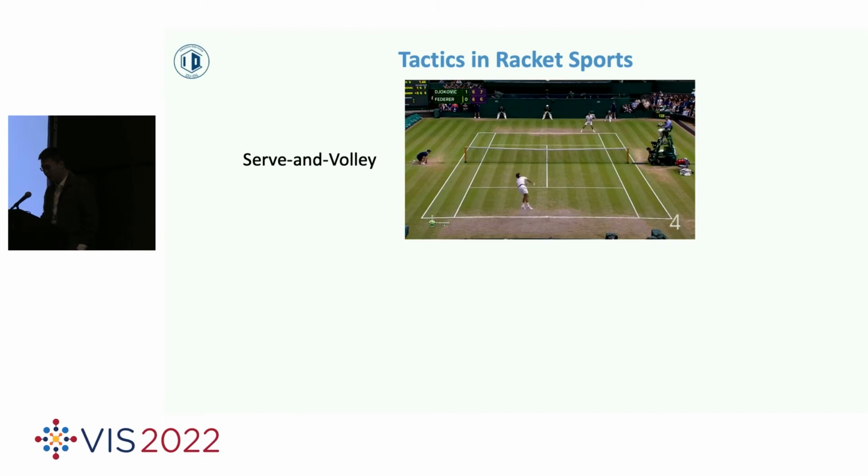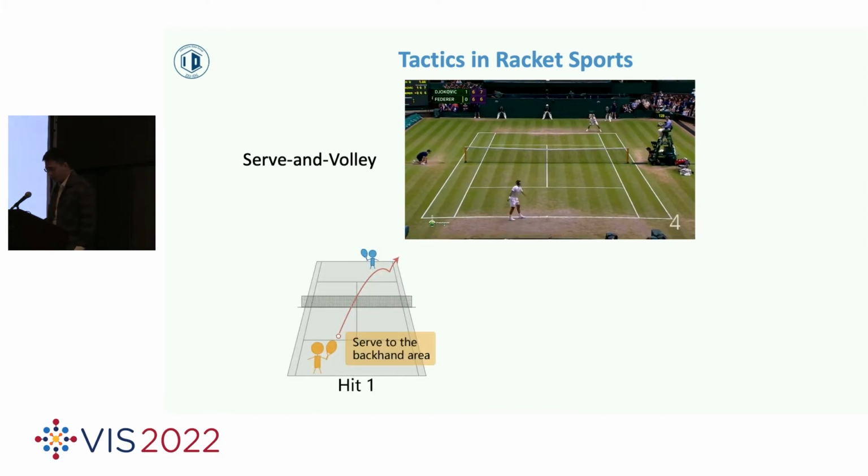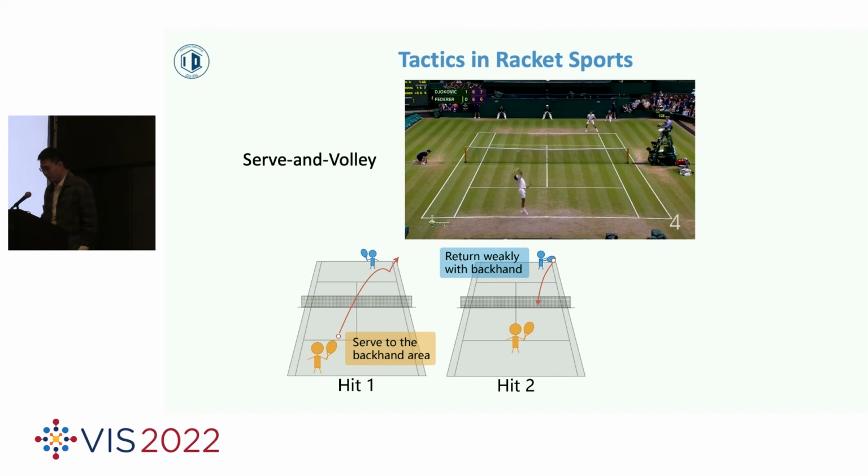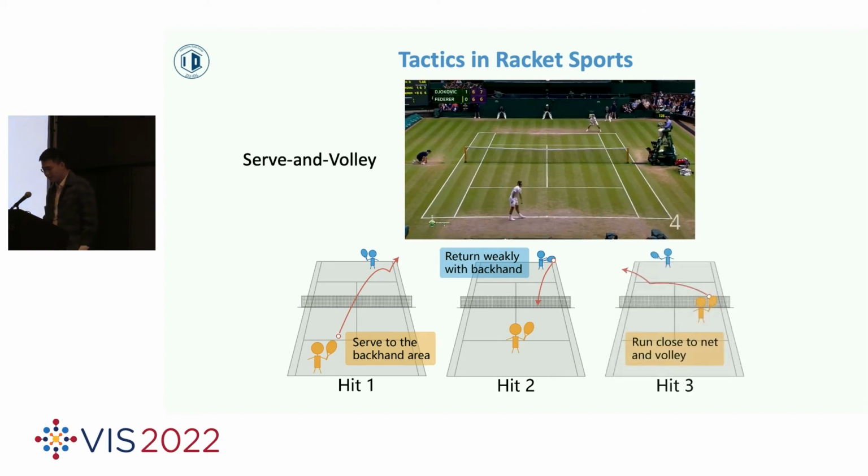Players in racket sports like tennis and badminton prefer to use tactics to win the game. For example, the video demonstrates a tennis tactic named serve and volley between Federer and Djokovic. At hit one, Federer served the ball to Djokovic's backhand area, and at hit two, Djokovic was forced to return the ball weakly with his backhand. And then Federer ran close to the net, hit the ball, and won a point.